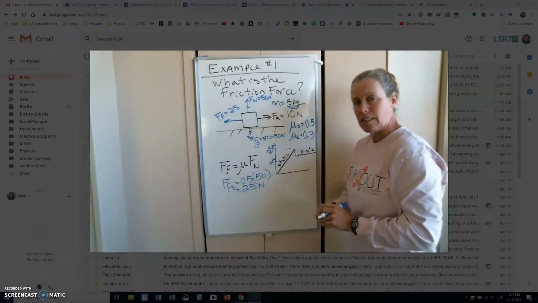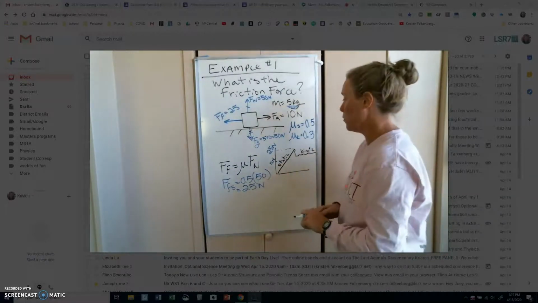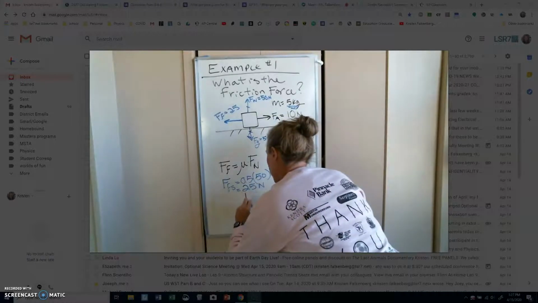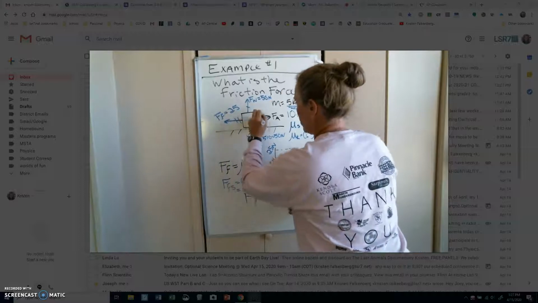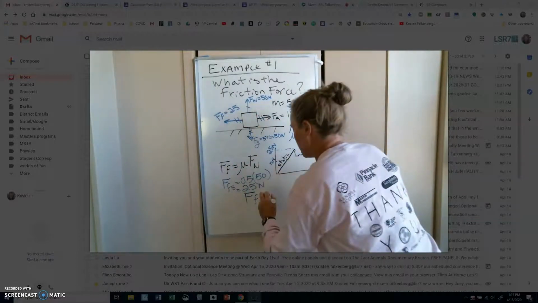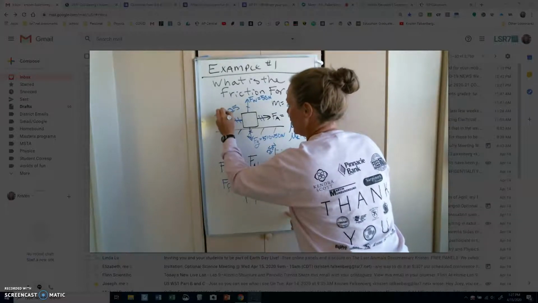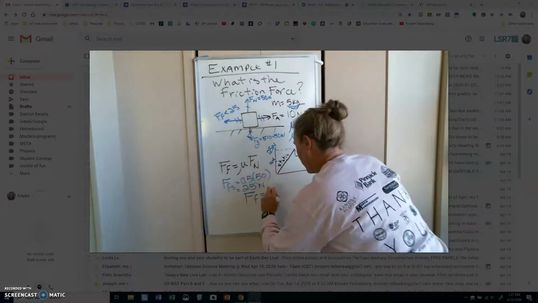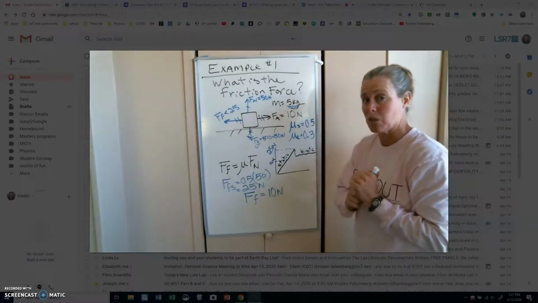So in this example, is the object moving? No, the object is not moving. So the friction force, right, since it's not moving, they're equal and opposite. The friction force, right, is less than 25. It's actually only 10 newtons.